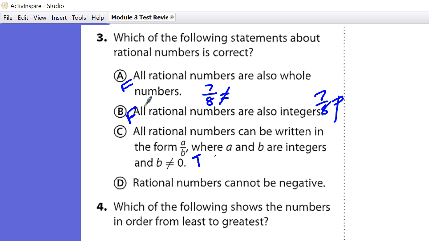Question D says, rational numbers cannot be negative. That is false, because I can go back to my example, 7/8. I could actually write that as negative 7/8. That's still a rational number, so it's not true. They actually can be negative, so D is false. It's a good idea to go through and look at all of them before you decide. Since the only one I think is true is C, I'm going to go with that as my answer. Correct answer? C.